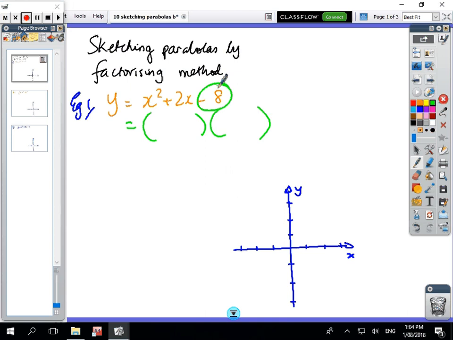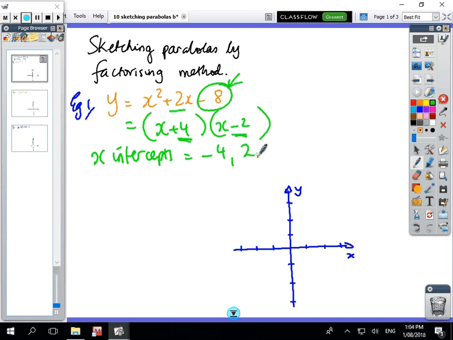Can anyone tell me what the two numbers might be? 4 and 2. I need more information. 4 and 2 is not the right answer, but it's close. Negative 2 and positive 4 is the correct answer. So, plus 4 times minus 2 gives us a minus 8, and 4 minus 2 gives us a 2, so that's the correct answer. So the x-intercepts from our notes are going to be minus 4 and positive 2. You just take the opposite number in the brackets.